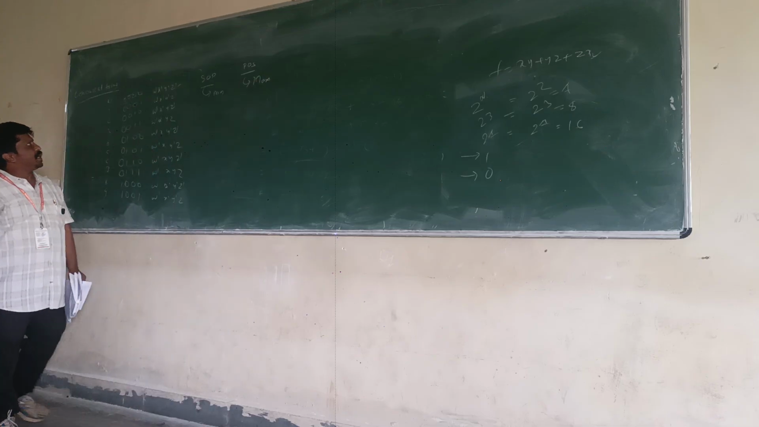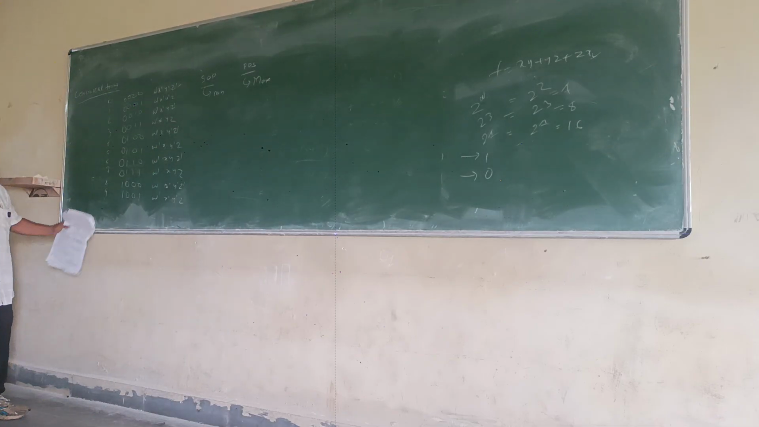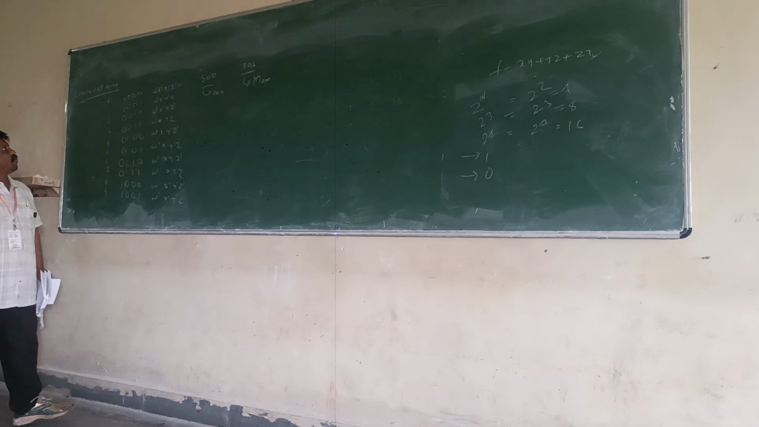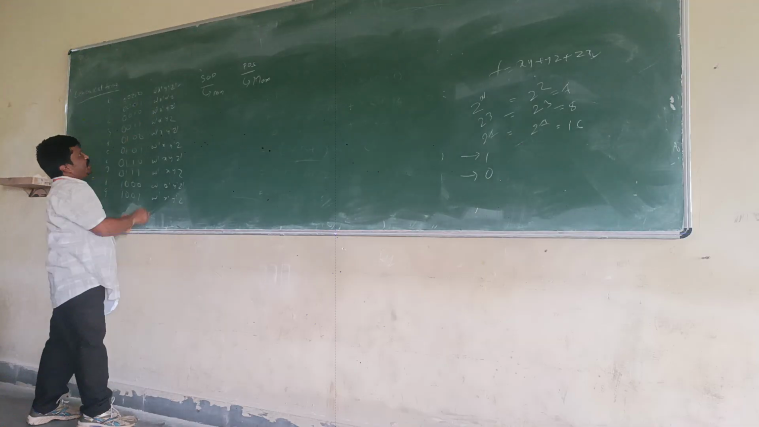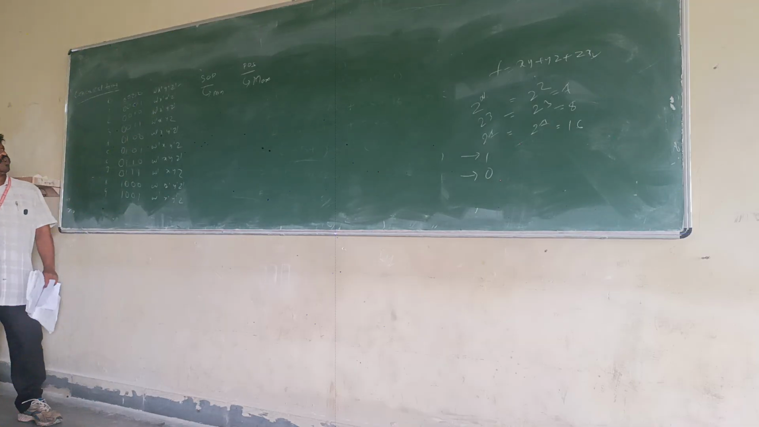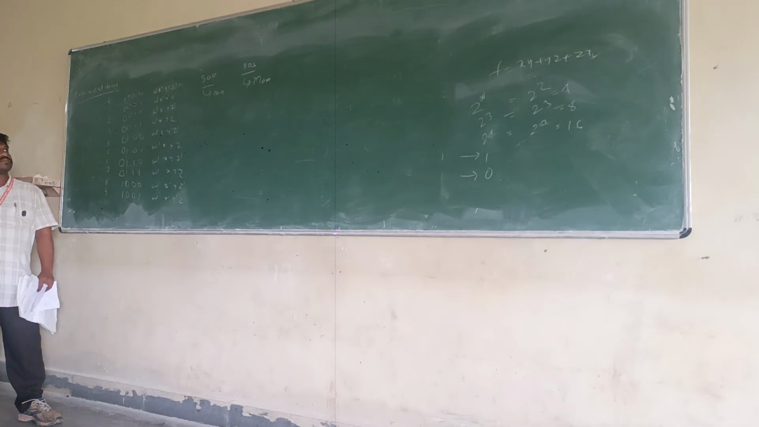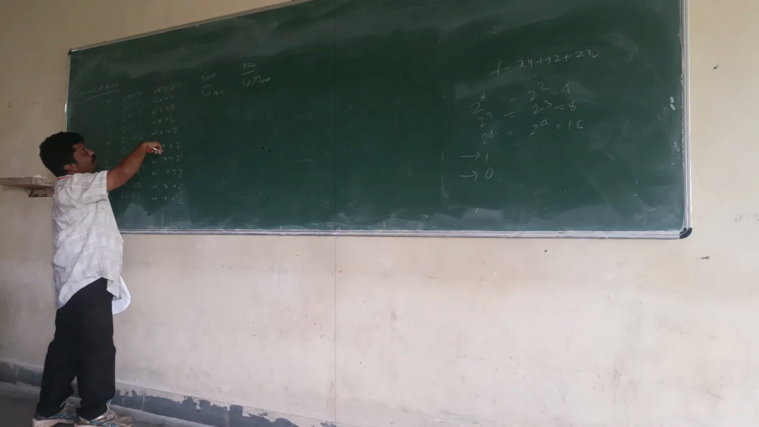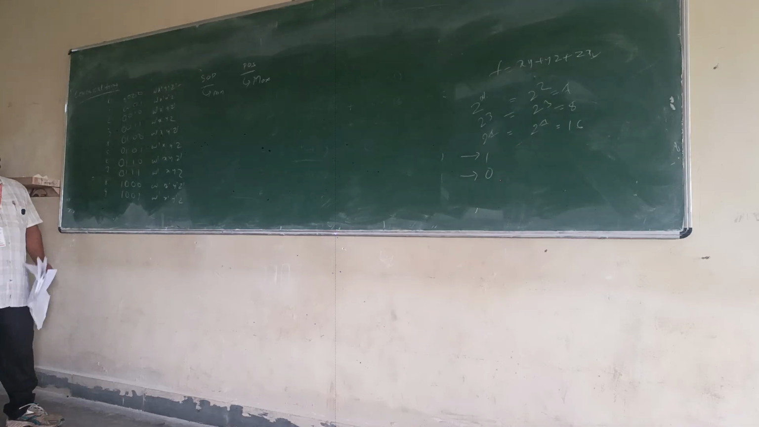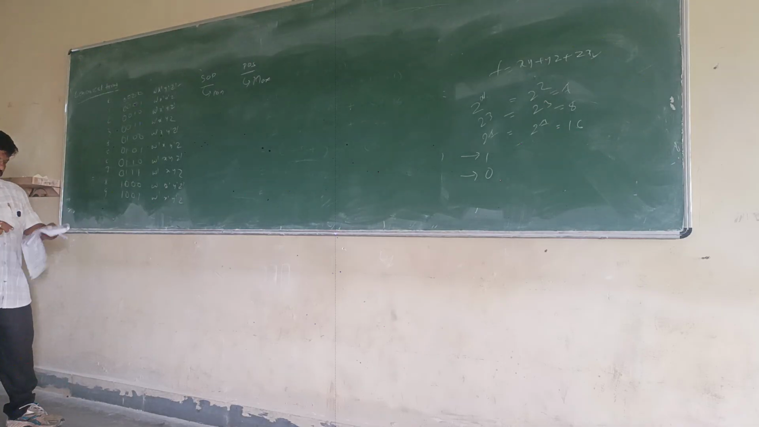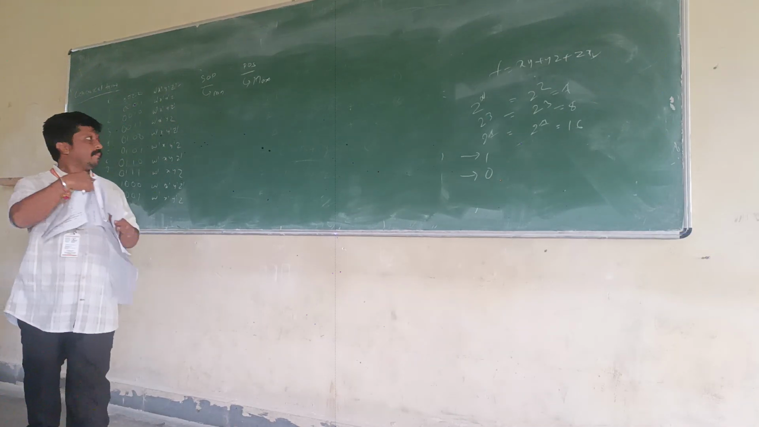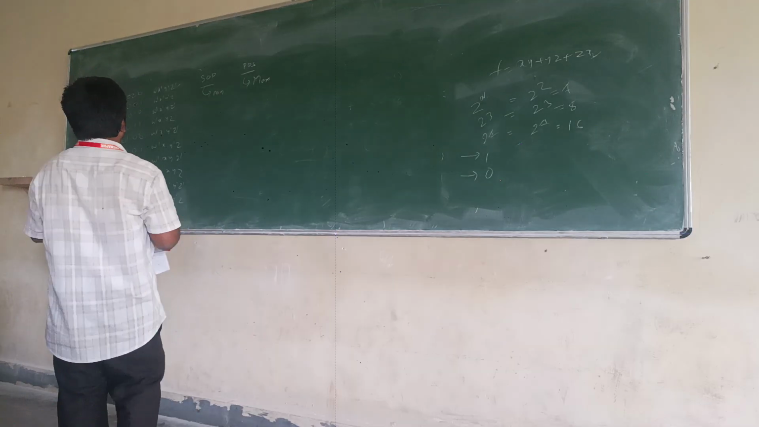How to write the min terms and max terms: the min terms are the sum of products form. Whatever I have written on this side is the SOP only. Let me write the SOP and the POS forms, the max terms and min terms.